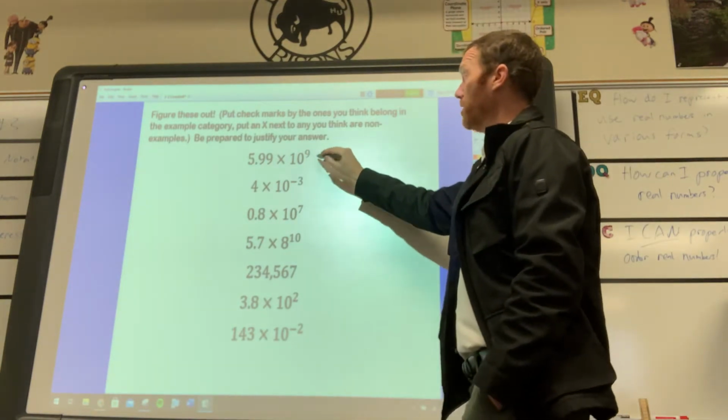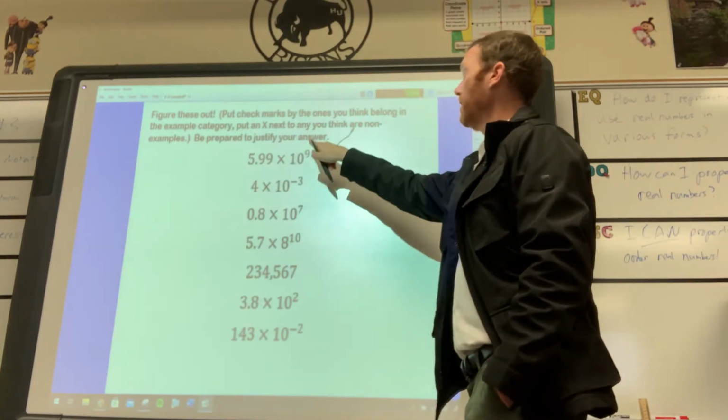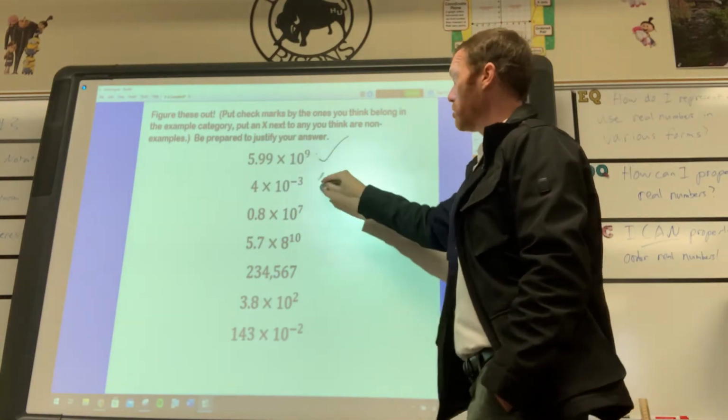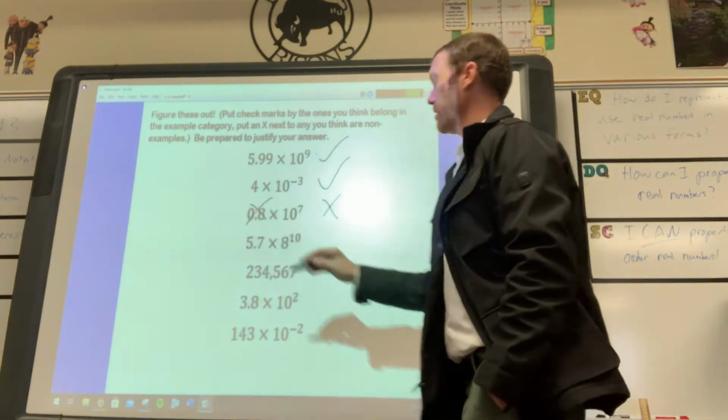This one right here is a good example because it has a number between 1 and 10, a base of 10, and an exponent. This one is also a good example. This one is not an example because that 0.8 is not the right number.